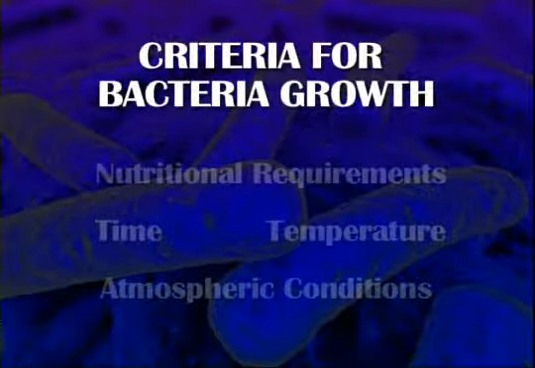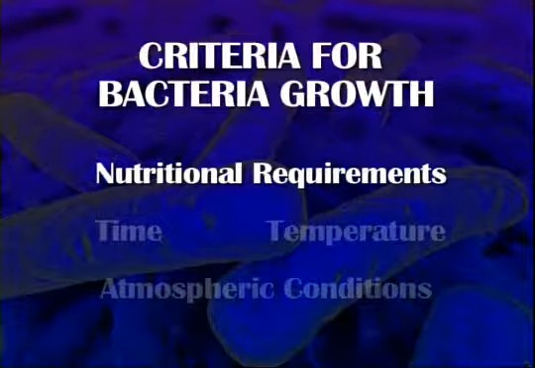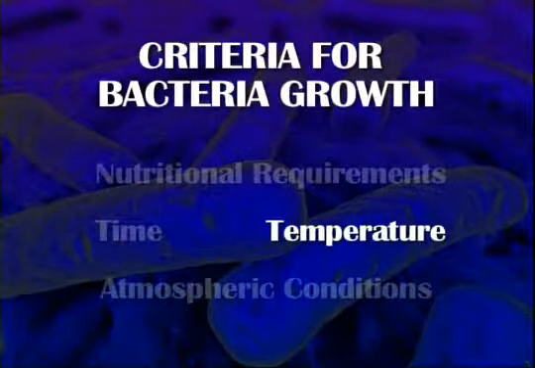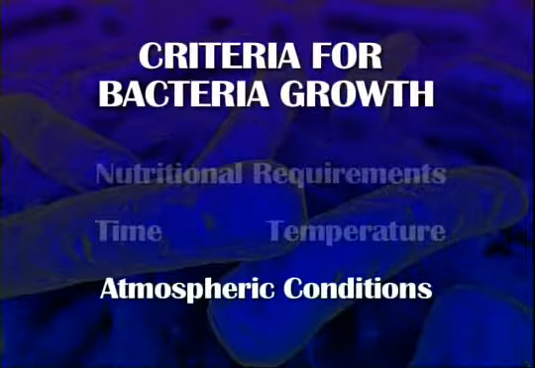And bacteria don't grow in size, they grow in number. One bacteria divides into two, two into four, four into 16, and they grow exponentially over a period of 6 to 8 hours. After that period, they start to produce byproducts and they begin to die off. In order to grow bacteria, there are 4 criteria that we have to take care of. One is the nutritional requirements of bacteria. The second is the time requirement for growth. The third is the temperature requirement. And the fourth is the atmospheric requirement.